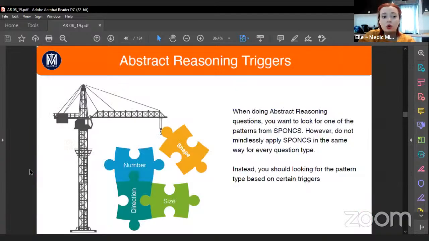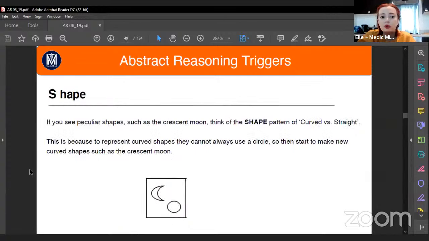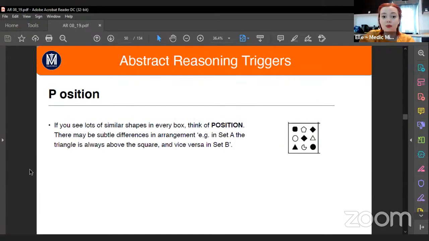As we've said, you don't want to just go mindlessly through SPLUNK for everything. It takes far too much time, but you want to look for triggers and then start at whichever part of SPLUNK seems most relevant to you. So for example, if you saw a crescent, moons aren't very common. So that might make you think, is this to do with curved shapes? Because we know crescent moons have curves. So that's one trigger that you might look for, which would prompt you to look at shape first.